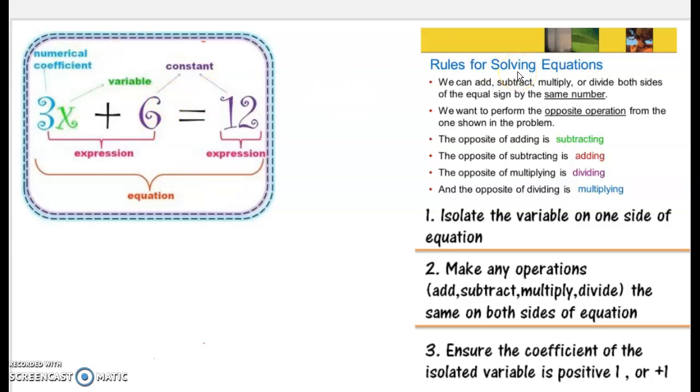With that being said, you want to make sure that you understand the rules for solving equations. You can add, subtract, multiply, and divide both sides of the equal sign by the same number. You want to perform the opposite operation, also called the inverse operation, from the one shown in the problem. The opposite of adding is subtracting. The opposite of subtracting is adding. The opposite of multiplying is dividing. And the opposite of dividing is multiplying. The rules are to isolate the variable on one side of the equation. Make any operations, addition, subtraction, multiplication, or division, the same on both sides of the equation. Ensure the coefficient of the isolated variable is positive. Okay, so you want to make sure that the coefficient is positive.